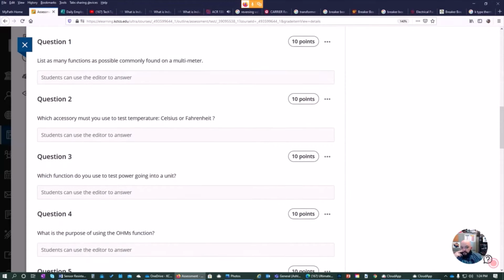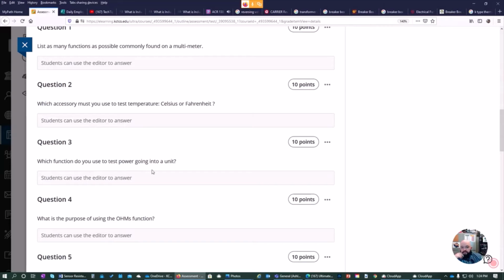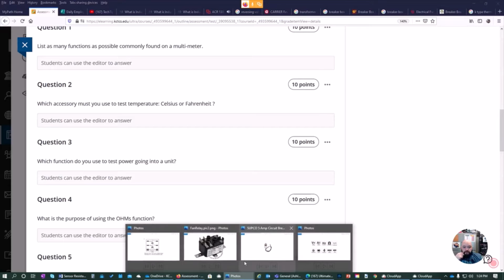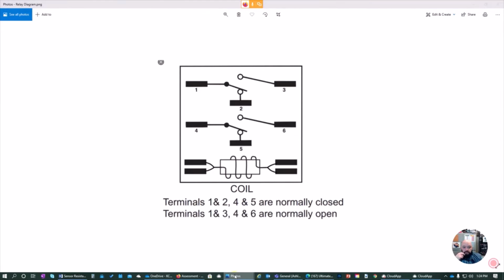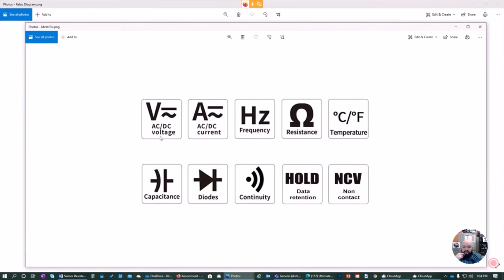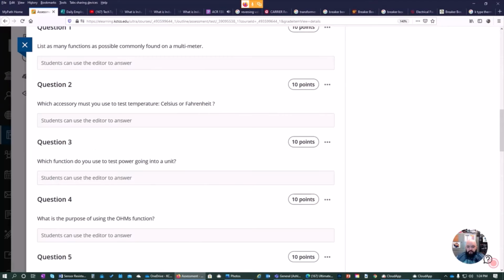Okay. Which function do you use to test power going into a unit? You will use AC, alternating current, with the squiggly line. You don't want the dashed line, which symbolizes DC, but you want to check volts going into your piece of equipment.